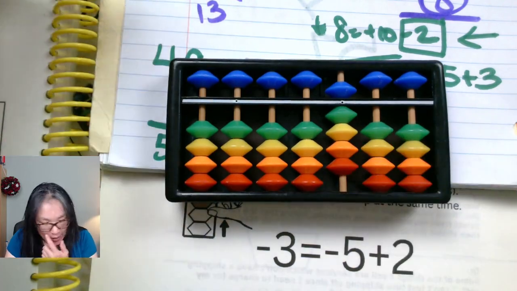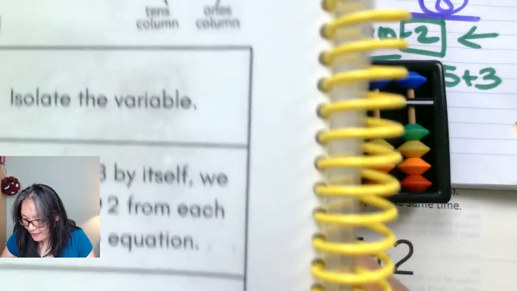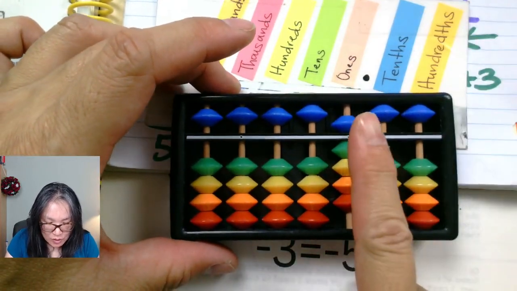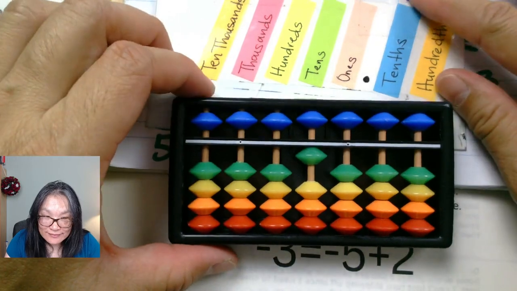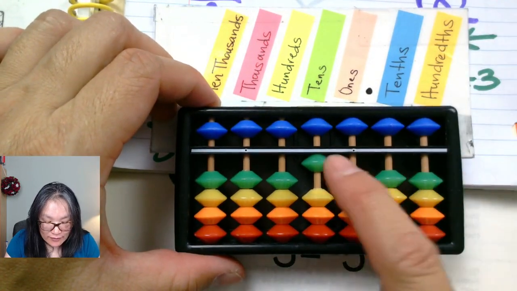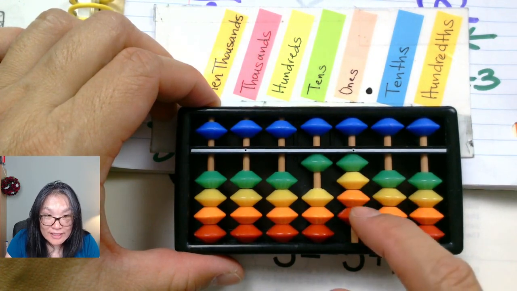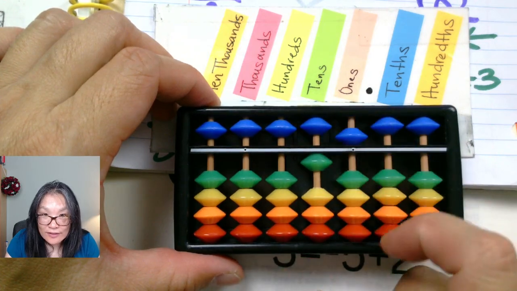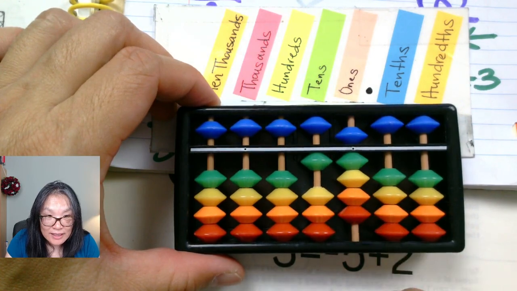Now, how do we know after 9? Well, after 9, we have 10, just like how we write 10: 0 and 1. So we have 10, 11, 12, 13, 14, and then 15, 16, 17, 18, 19.